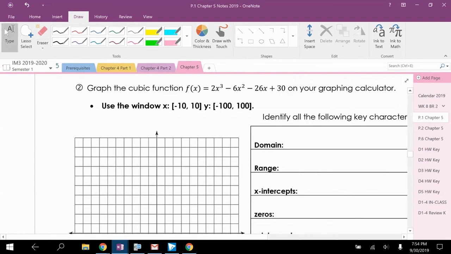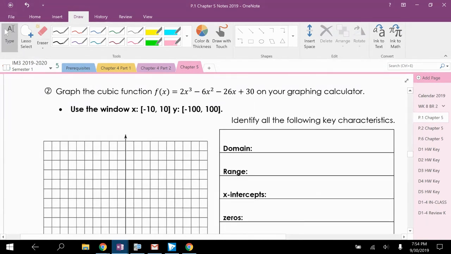Okay, so let's do another example, and then I'll let you guys get going on your homework. Okay, so let's do another one. Let's get out our calculator.